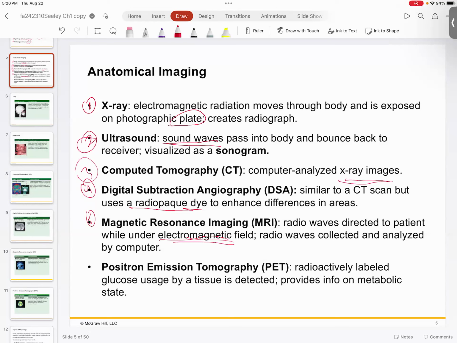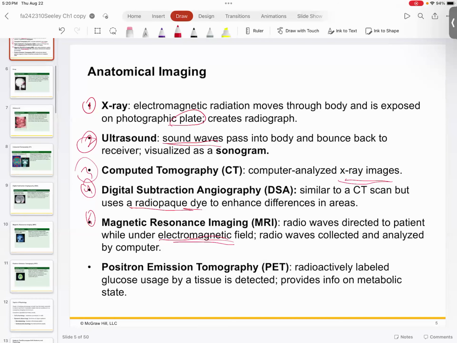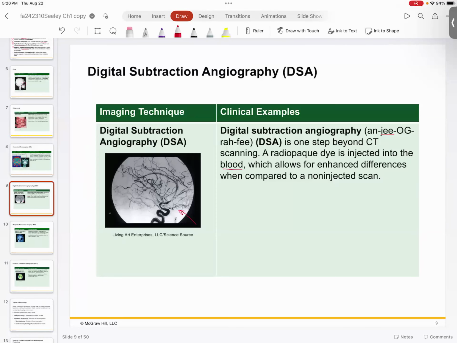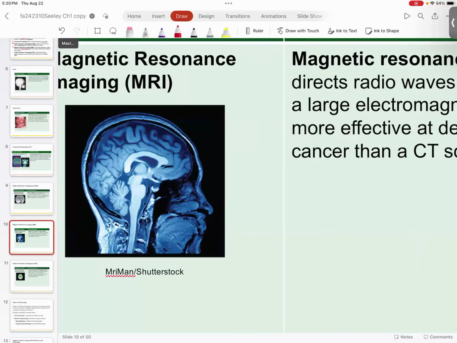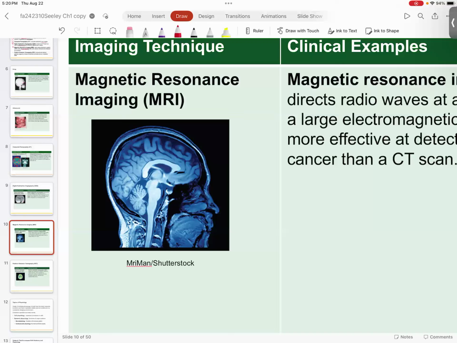But basically what happens is you essentially do the same thing. You send these radio waves to the patient, very similar to the way that you send the X-rays through the patient. And in this case, it's collected and analyzed by a computer. So you're using a different source of radiation in this particular case. And so as a result, you can get really nice images. So here's a good example of an MRI, again, of a patient's head.